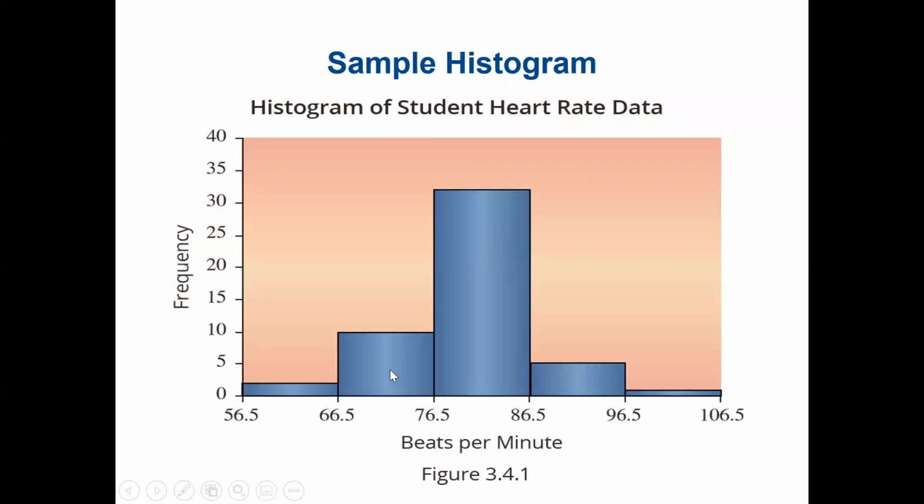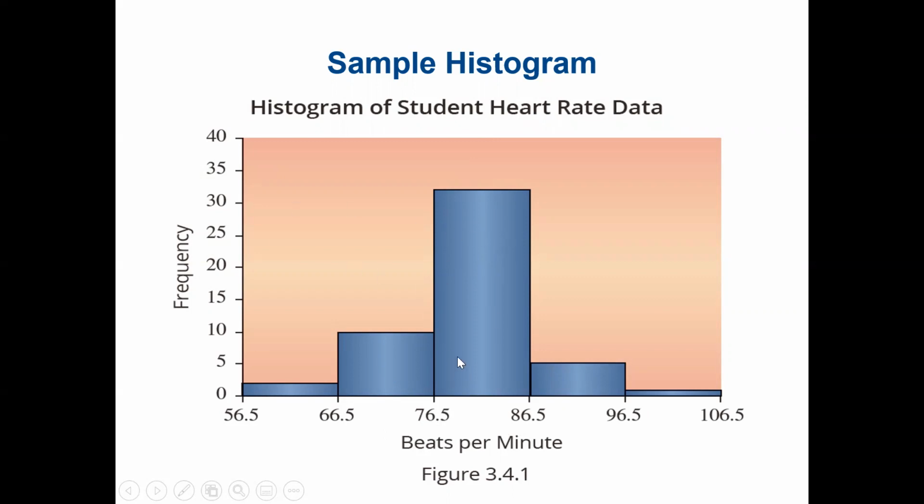The next bar, we have a class of students whose beats per minute is 66.5 to 76.5. In this case, we have 10 students. Then the third, students with beats per minute 76.5 to 86.5, we have around 32 students.